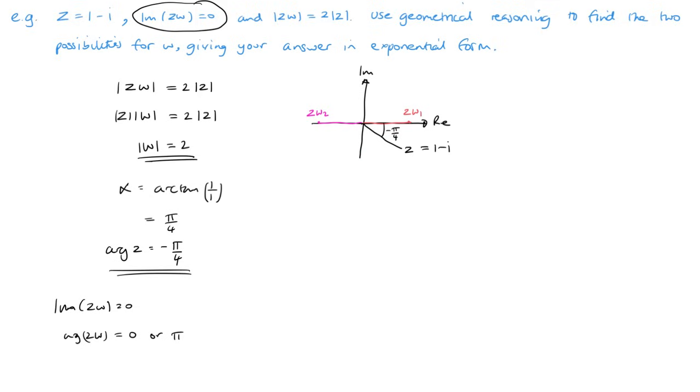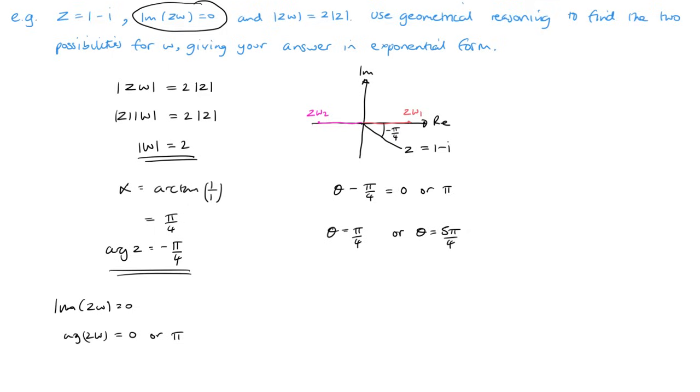So basically we've got that theta minus pi by 4 equals 0 or pi, and that pi could be negative pi. I'll show you what it would be if I did it with pi and if I did it with negative pi. So this means that theta equals pi by 4 or theta equals 5 pi by 4.